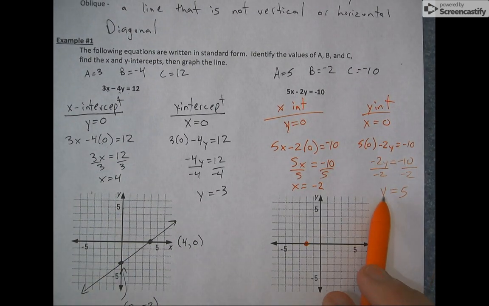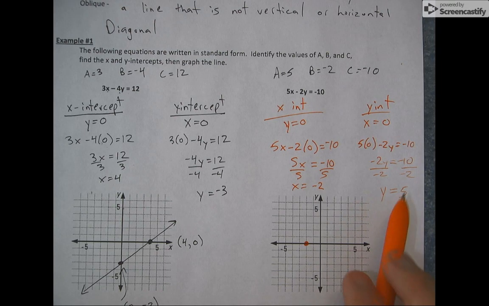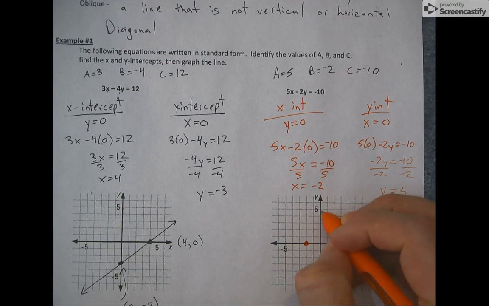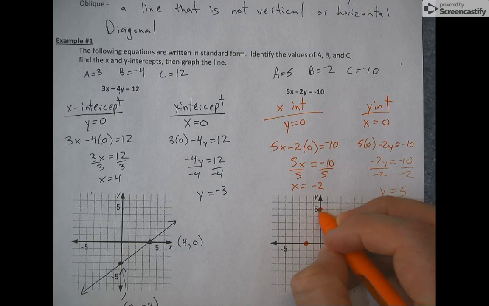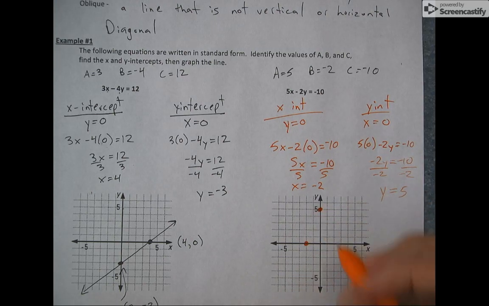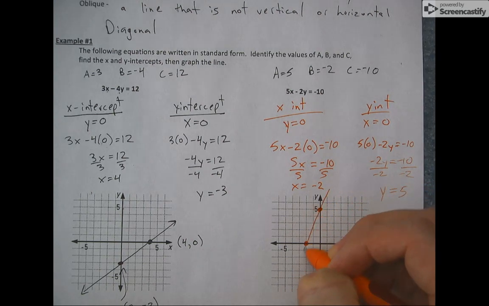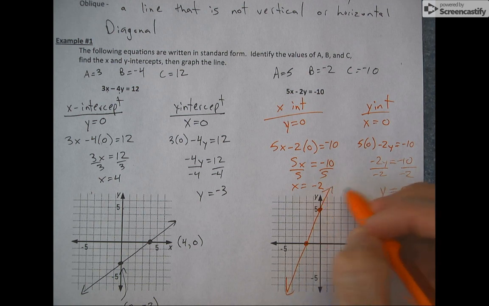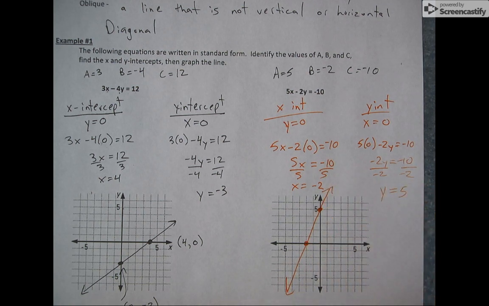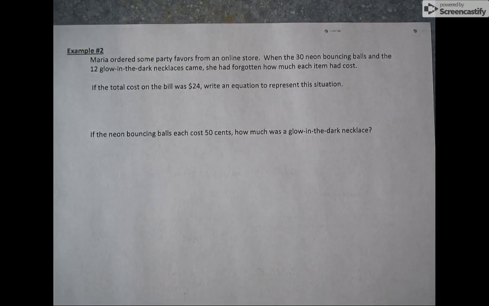So to finish this off now, we found out y was equal to 5. Two negatives made a positive. So the y-intercept is 5, and all we have to do is draw these two lines together, and you've got your line. So if we flip it over, we're going to look at example number 2.